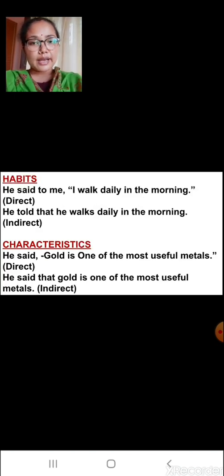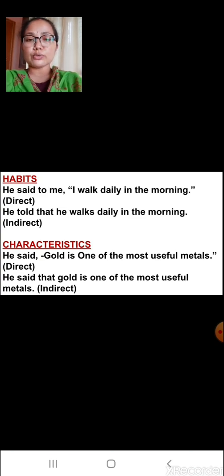The second one is habit. He said to me, "I walk daily in the morning." Now we will write the same speech in indirect speech. It will be: he told me that he walks daily in the morning. Now the third one is characteristics. He said, "Gold is one of the most useful metals." If we change the statement written in direct speech into indirect speech, it will be: he said that gold is one of the most useful metals.